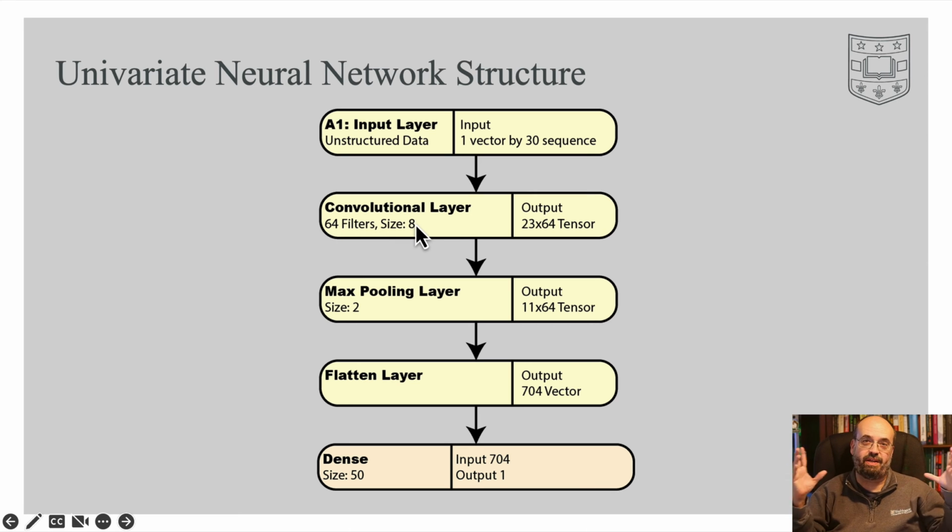So within that window, there's another sliding window of 8 that goes across as the one-dimensional convolution layer tackles that. Then we have a max pooling layer, which is basically a dimension reduction. It takes half of the dimension away from what the convolution layer does. And then finally, we flatten it to an output vector of 704, and then finally, a dense layer that is taking in that 704 and outputting just 1, which is the predicted next value in the sequence.